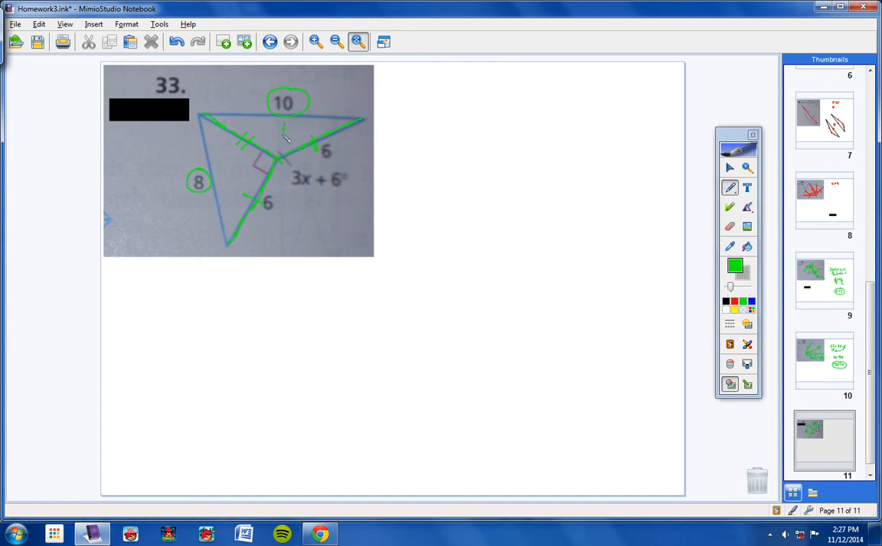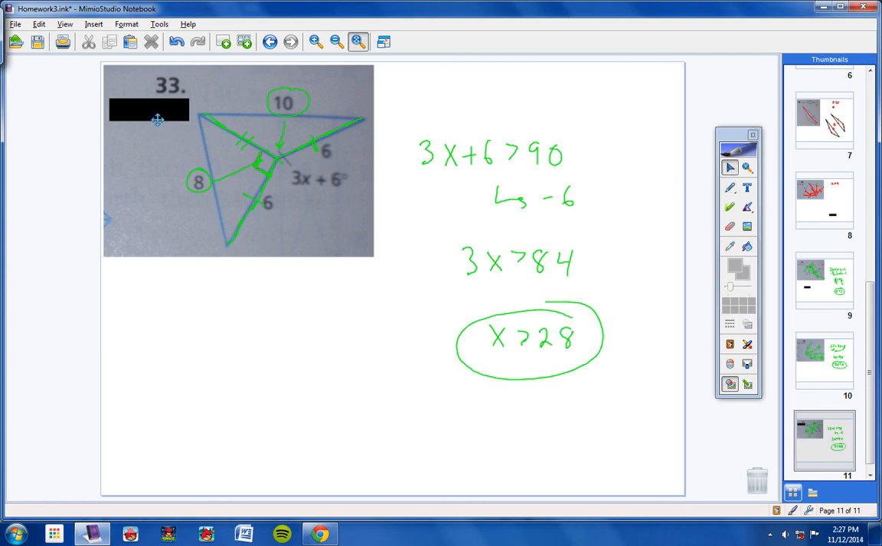So this angle here has to be bigger than this angle here. So this angle here is 3x plus 6. It has to be greater than this angle here, which is 90. This angle here is 90 degrees. So here we go. Bring the 6 over, make it a negative 6. So we're left with 3x is greater than 84. Now divide by 3. And x is greater than 28. Okay? X is greater than 28.